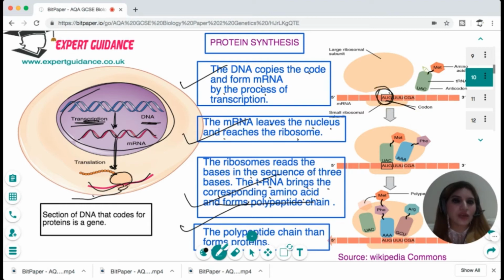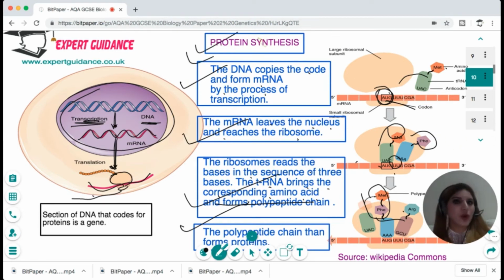AUG is corresponding to a code of methionine. So the tRNA brings methionine. Then the next is red, which is for phenylalanine. So phenylalanine comes in, and you can see that the polypeptide chain is growing. In this way, a long chain of amino acids is made by reading this triplet, and these amino acids make a polypeptide, and that gets folded to form proteins and enzymes.